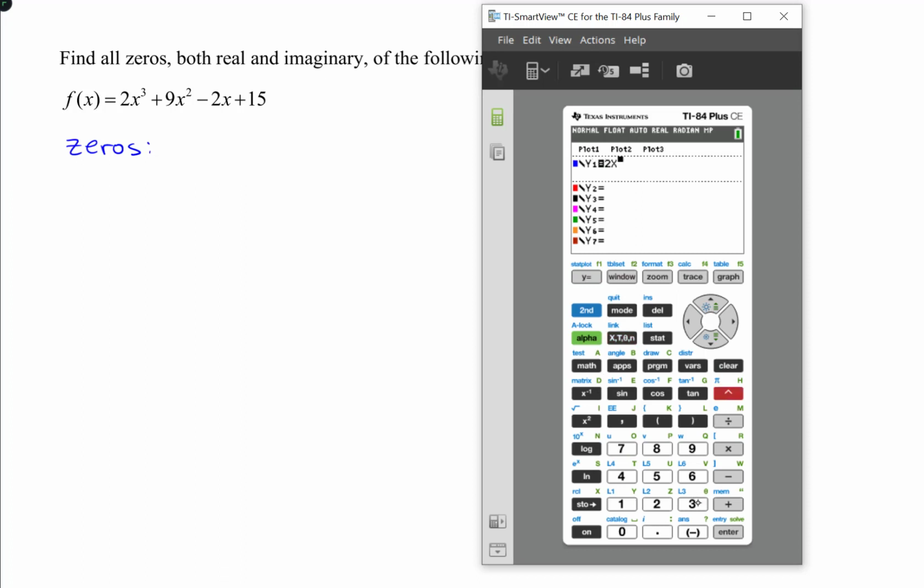So 2x cubed plus 9x squared minus 2x plus 15. If I graph this, it doesn't look like I get much information, but I certainly can see one place where this function is crossing the x-axis. And that's at -5, it looks like. Let's see, 1, 2, 3, 4, 5. Yep.